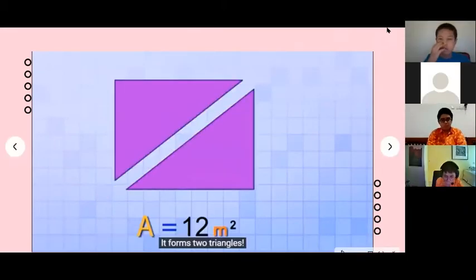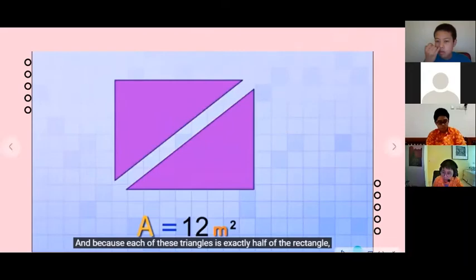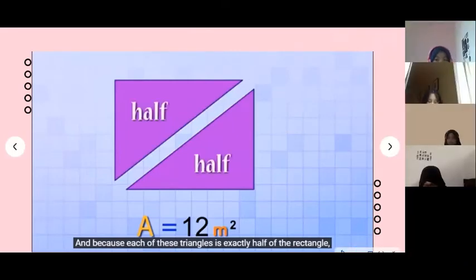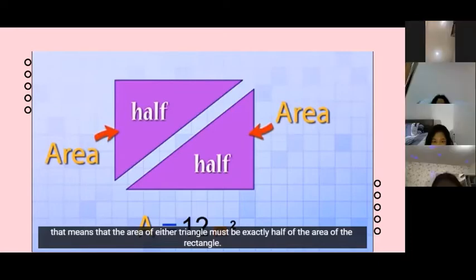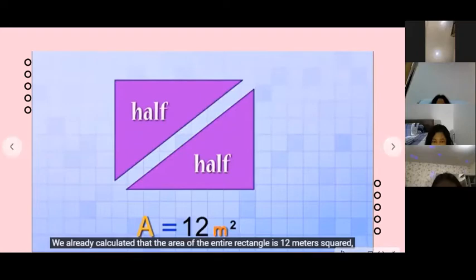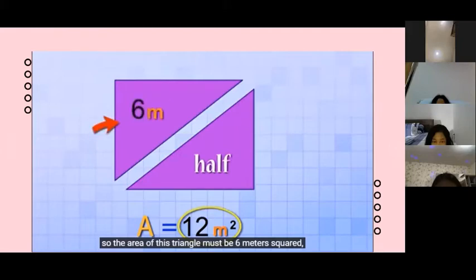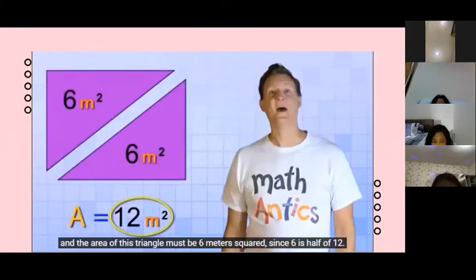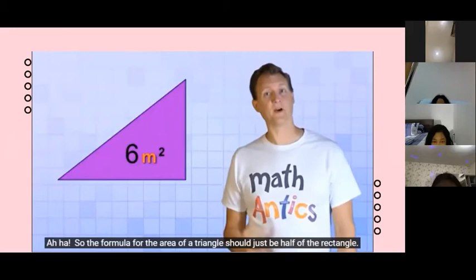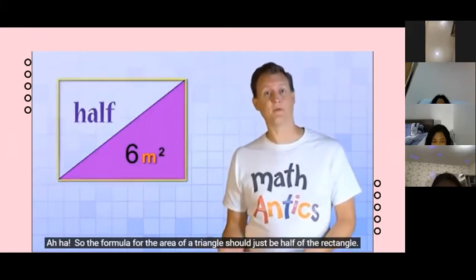It forms 2 triangles. And because each of these triangles is exactly half of the rectangle, that means that the area of either triangle must be exactly half the area of the rectangle. We already calculated that the area of the entire rectangle is 12 meters squared. So the area of this triangle must be 6 meters squared, and the area of this triangle must be 6 meters squared, since 6 is half of 12. Aha! So the formula for the area of a triangle should just be half of a rectangle.